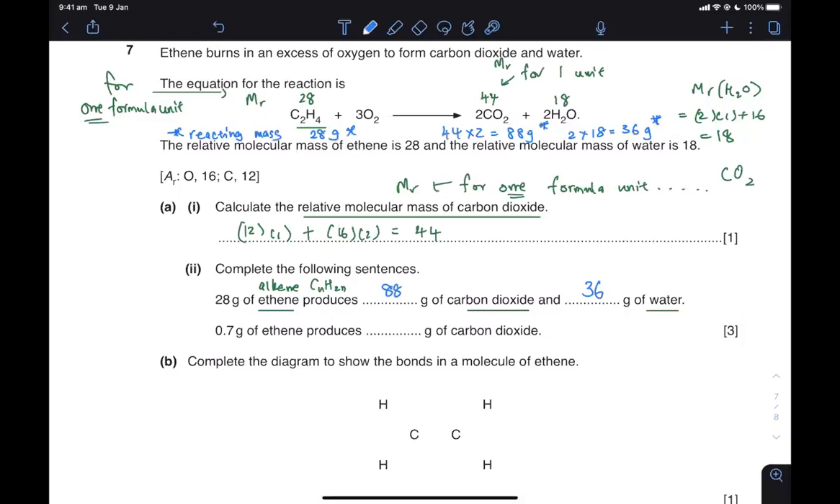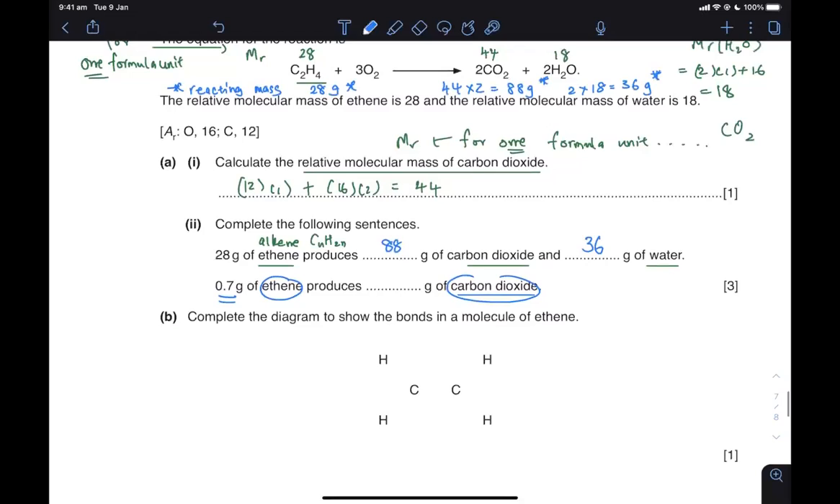Next up is a tricky question because they want carbon dioxide and ethene, and the number is not as nice anymore. But we are going to do the exact same thing. 1 of C2H4 will give me 2 of CO2. From the balanced equation, 1 of it gives me 2 of CO2. So from my reacting mass, 28 gram of C2H4 gives me not 44, but 44 times 2 because I have 2 of that CO2, so 88 gram.